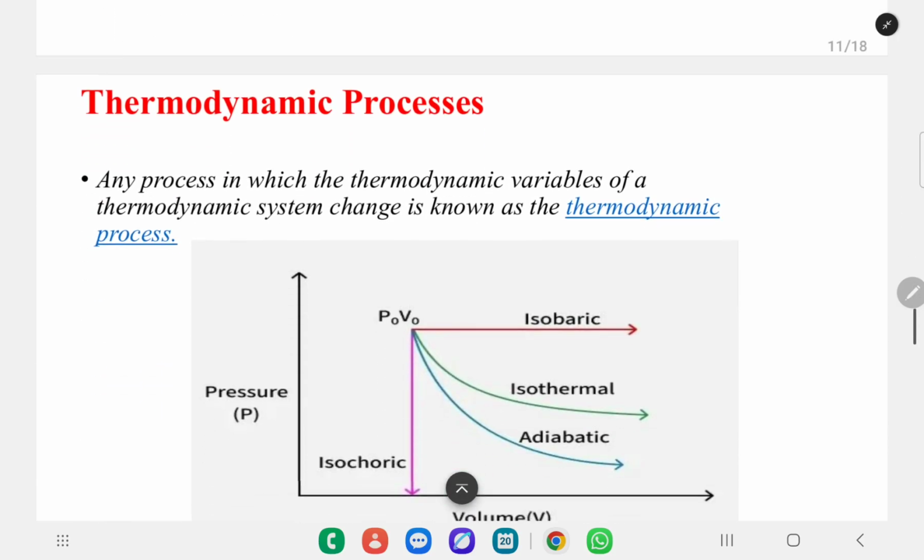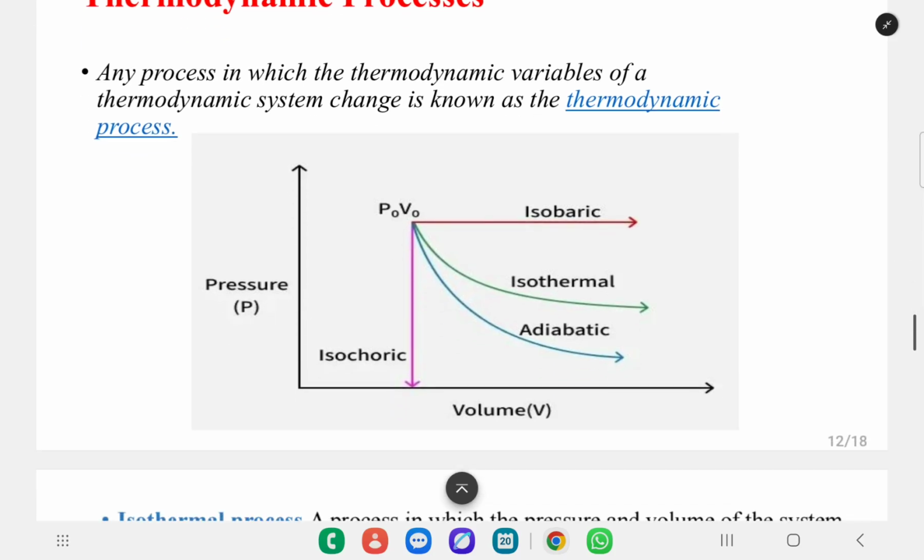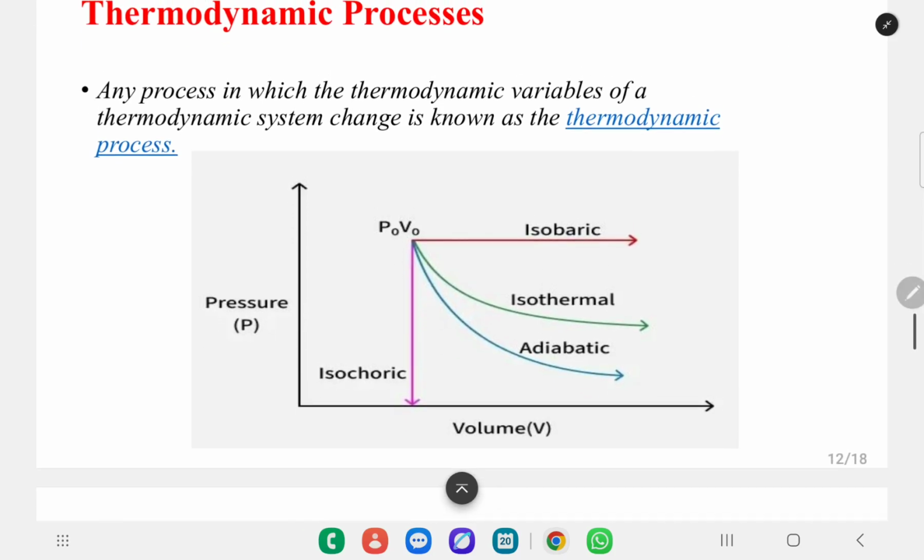Next, thermodynamic processes. A process in which the thermodynamic variables of the thermodynamic system change is known as a thermodynamic process. How many thermodynamic processes can be seen here? Isobaric, isothermal, adiabatic, isochoric. I'll explain what isothermal, isobaric, adiabatic, and isochoric are.